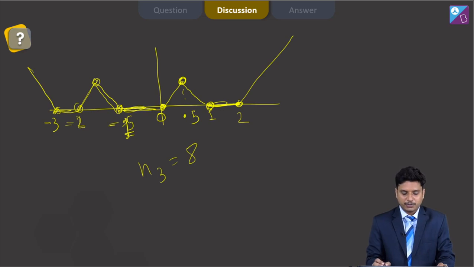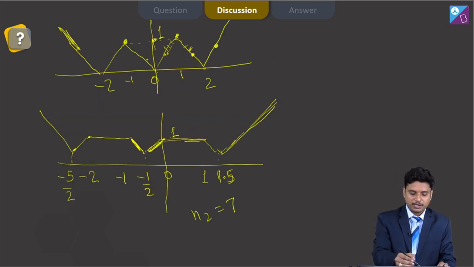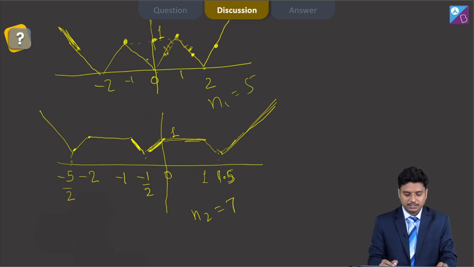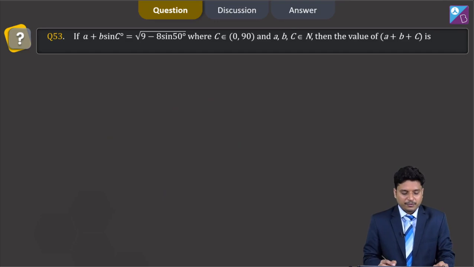So N3 is equal to 8, N2 is equal to 7, and N1 is already 1, 2, 3, 4, 5. So 5 for N1, N2 is equal to 7, and N3 is equal to 8. That means the answer is 20. Now question number 53, which is again from trigonometry.